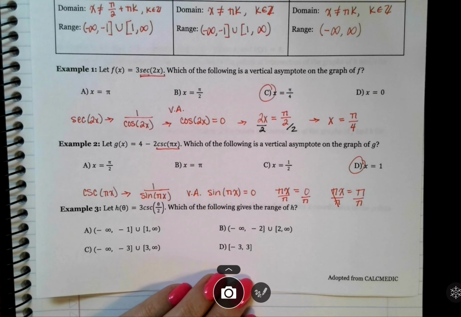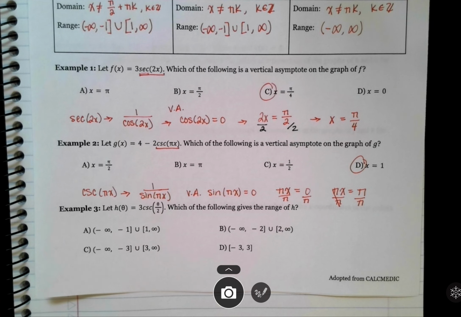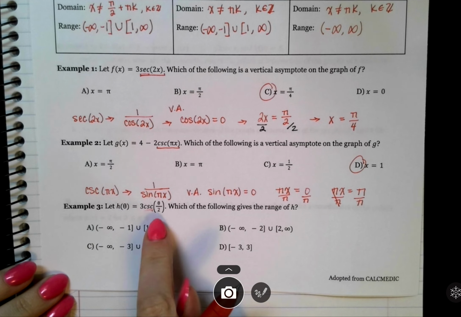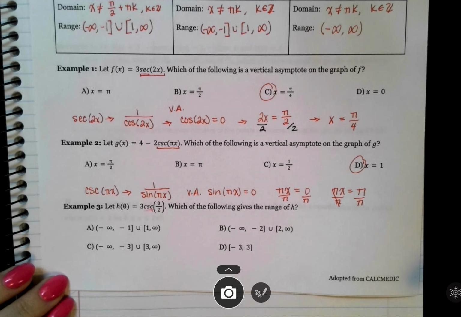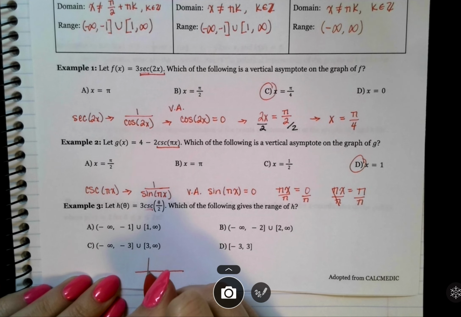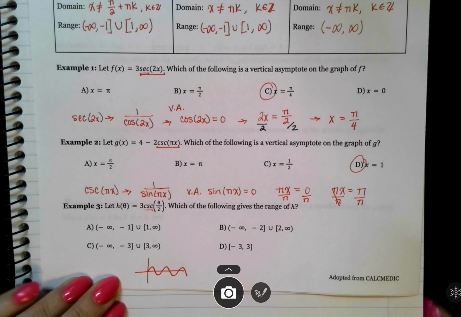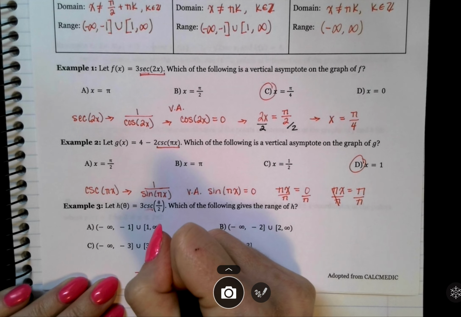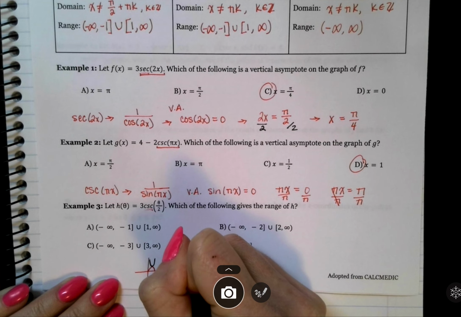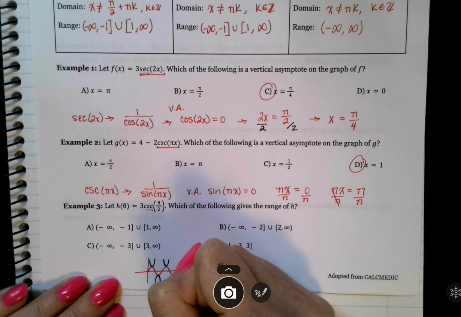Looking at example 3, it says let h of theta equal 3 times cosecant of theta over 2, which of the following gives the range of h? So I know that for cosecant, that is based on my graph of sine. So I'm going to go down underneath here. Sine starts at my origin, and it looks like this, which means cosecant has these U shapes that are based on where my max and mins are. So this would be my cosecant graph.